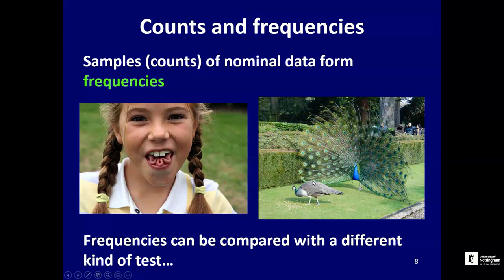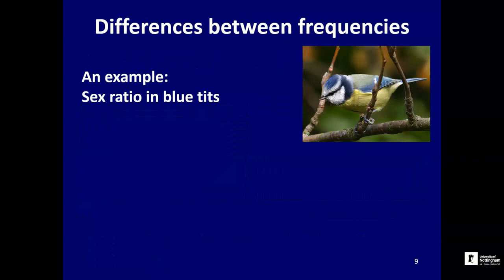So in peacocks, males and females, we might be interested in whether there's an equal sex ratio, or maybe whether one species has a different sex ratio from another species. If each individual yields a single nominal data point, it's either male or female, we can tot those up in the form of frequencies and compare them, but we need a very different kind of test. So we're going to work through an example of this.